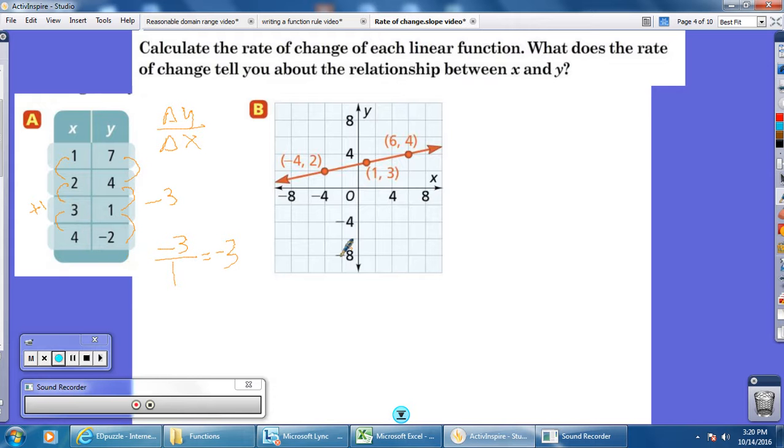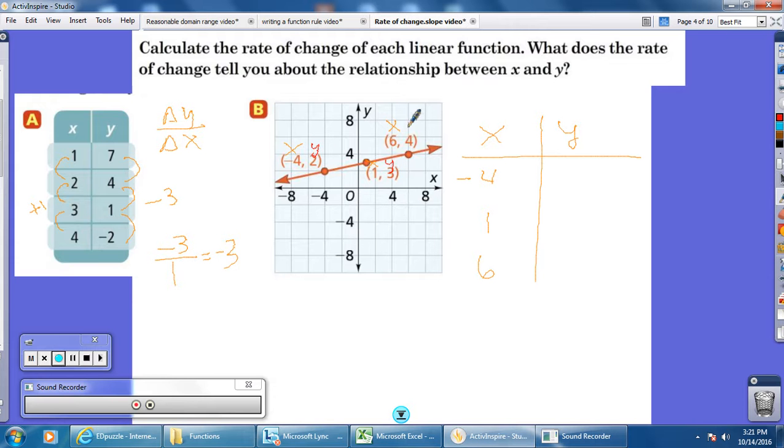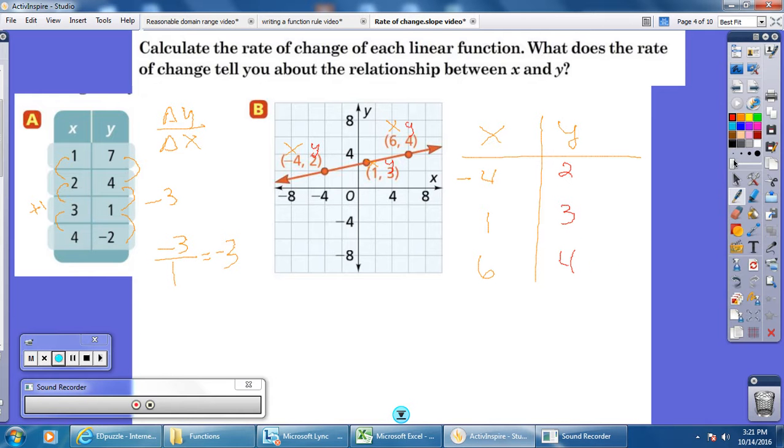Now, let's look at this one. This one is the points on the graph. So I'm going to make a table. My x values and my y values. Well, these are my x's. Now I'm going to do it in order, least to greatest: -4, 1, and 6. And then I'm going to do my y's, also least to greatest: 2, 3, and 4. Now I have a table.